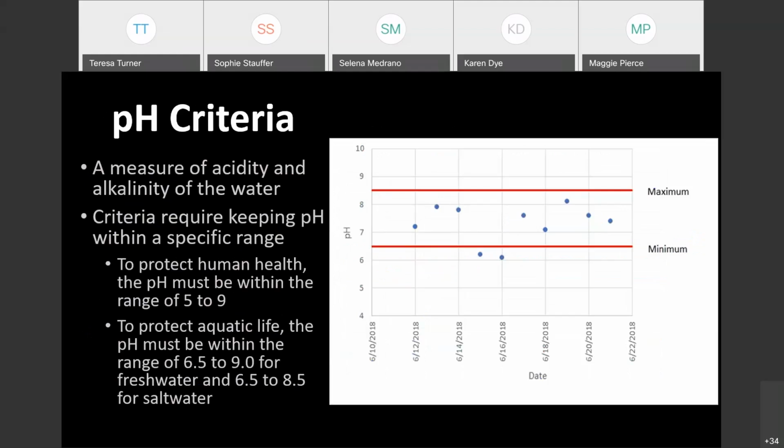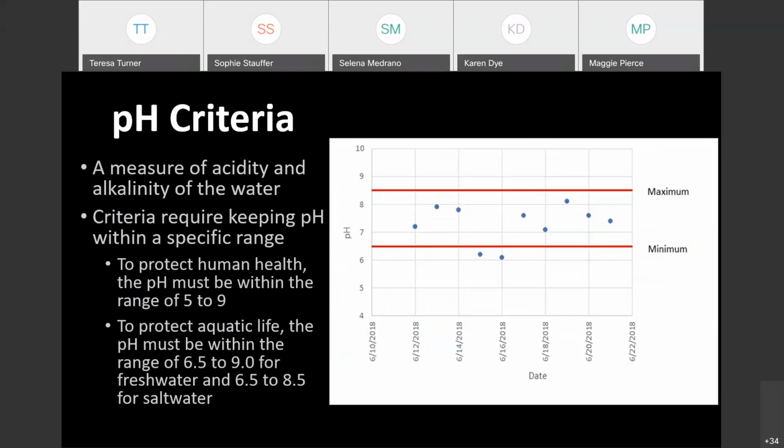So this figure here is an example of pH criteria. As I mentioned earlier, it's a range. There's a minimum and a maximum. There's criteria for both aquatic life and human health, but the aquatic life criteria generally are a little more stringent. They're a little more of a narrow band there.